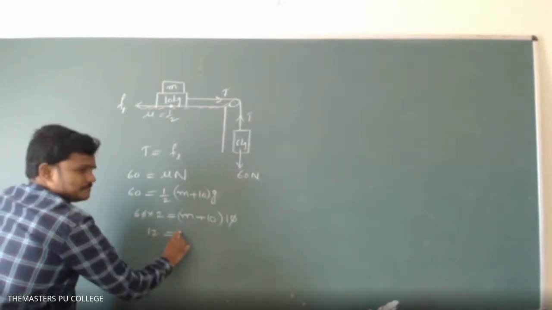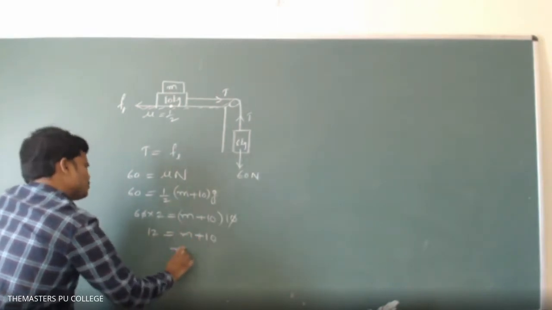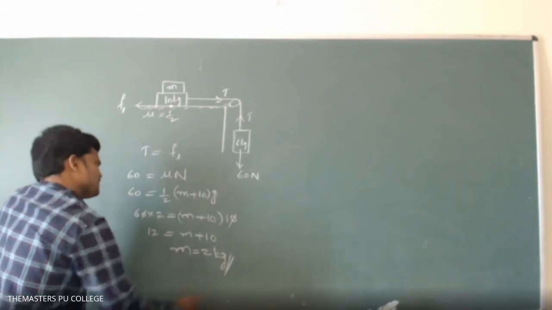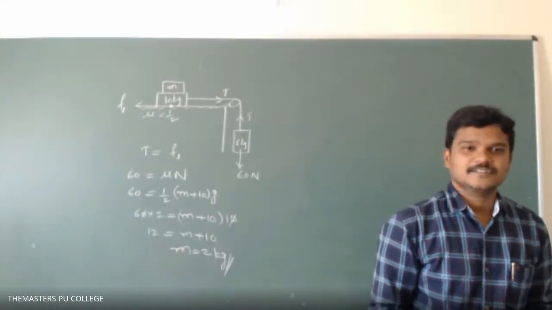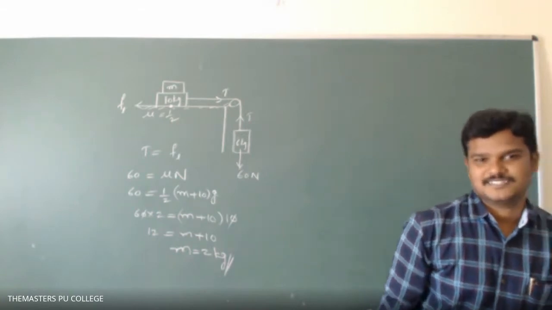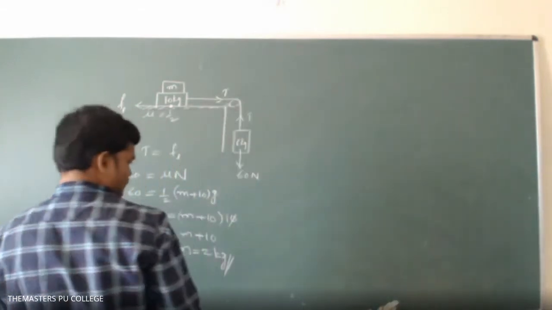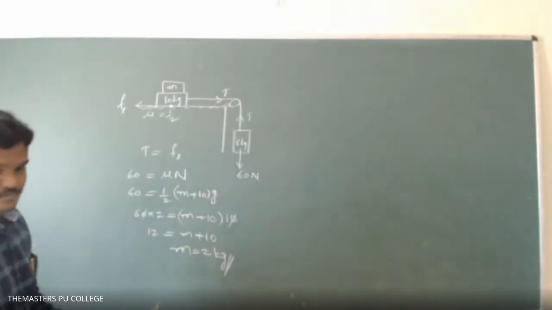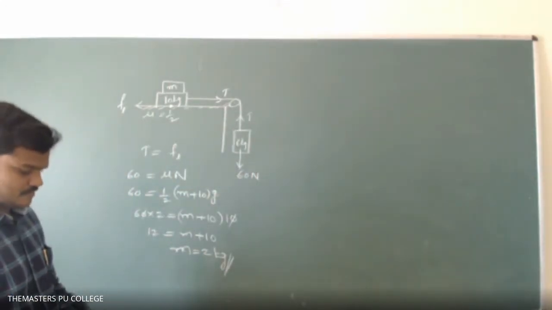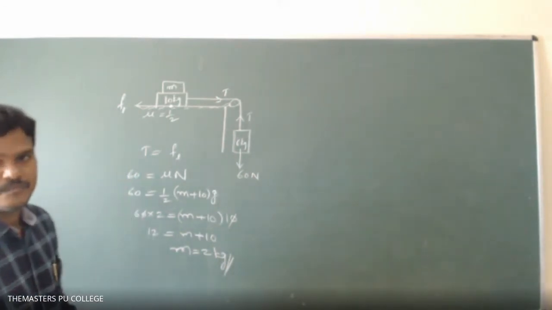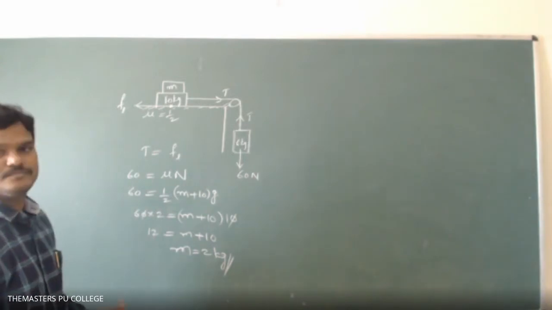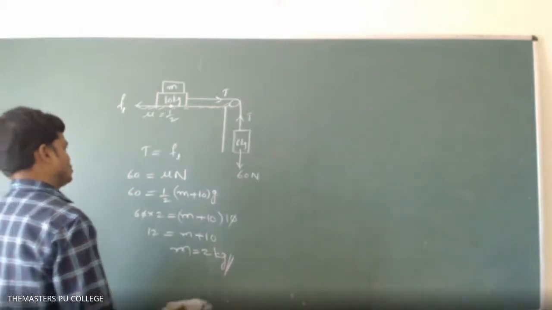12 equals m plus 10. How much mass do you have to place? 2 kg. If you place 2 kg mass above the 10 kg, then the system is ready to move, it will not move. Completed? Yes, sir.